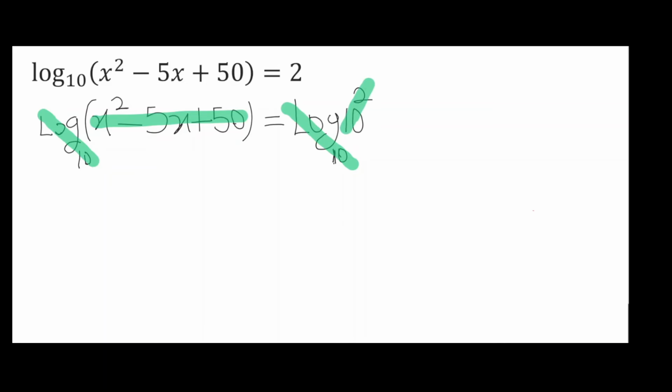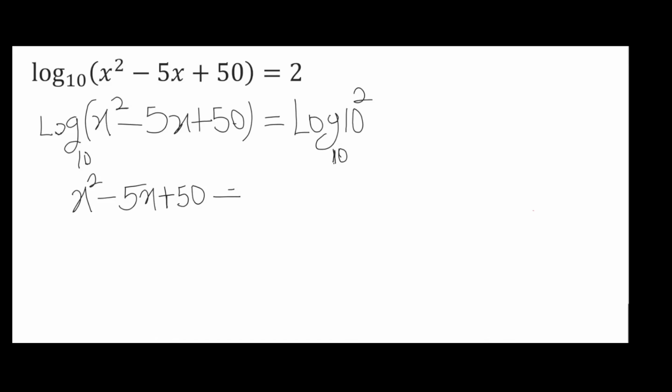So now we are going to be starting to work with the argument. So we are going to be using the argument alone since it is an equation. It means they are the same. So we have x to the power of 2 minus 5x, then plus 50, which is the argument on the left-hand side, equals the argument on the right-hand side, which is 10 to the power of 2. So from here, 10 to the power of 2, we know that it is 100.